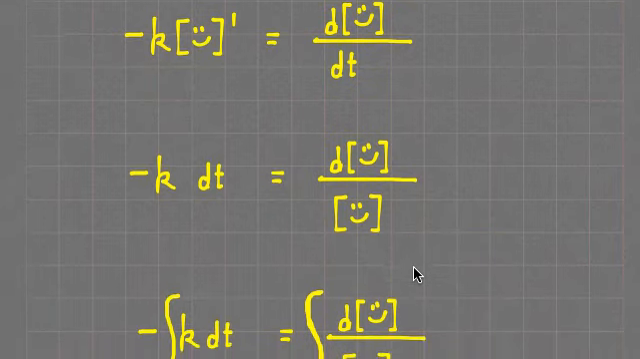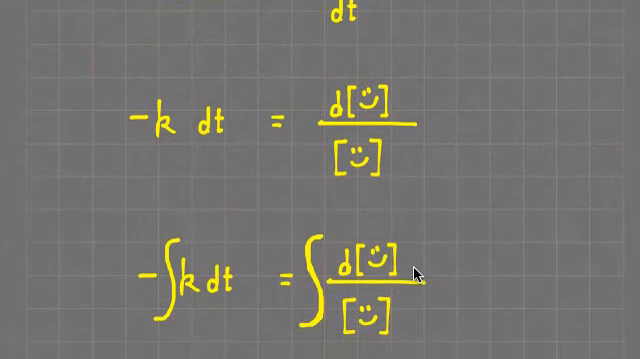Let me add things up. Let me integrate both sides. So let me add up the constant. That's going to be able to shift out front. dt, there's nothing inside, and no other time function, it's just a constant. And on this side we have the integration of d smiley over smiley concentration.